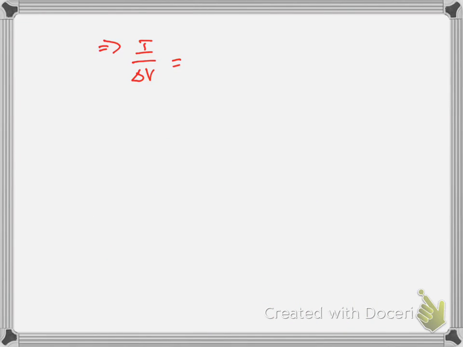So what we end up getting is I over delta V is 1 over R1 plus 1 over R2 plus dot, dot, dot.